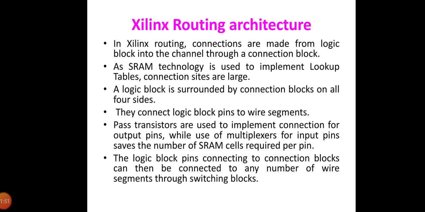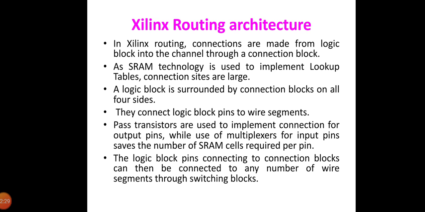In Xilinx routing, connections are made from the logic block into the channel through a connection block. As SRAM technology is used to implement lookup tables, connection sizes are large. A logic block is surrounded by connection blocks on all 4 sides. They connect logic block pins to wire segments. Pass transistors are used to implement the connection for output pins, while multiplexers are used for input pins, to save the number of SRAM cells required per pin.